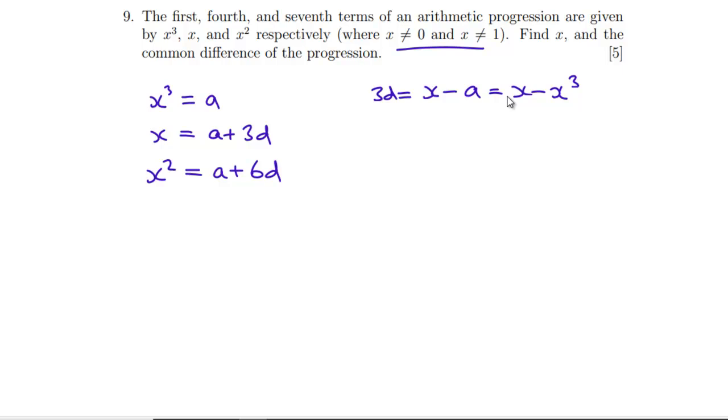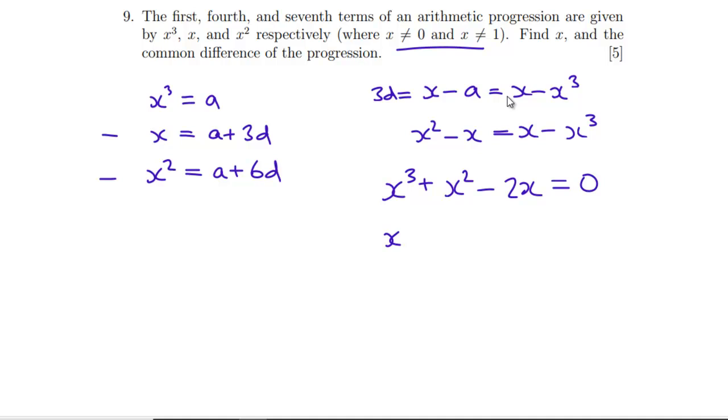Let's subtract again. Let's subtract this one from this one, and you're going to get the same. So x squared minus x is equal to the same thing, 3d, x minus x squared. We're just subtracting one from the other, so we can take the first one away from the second one and the second one away from the third one. We end up with the same thing. So we've got x cubed plus x squared minus 2x equals 0.